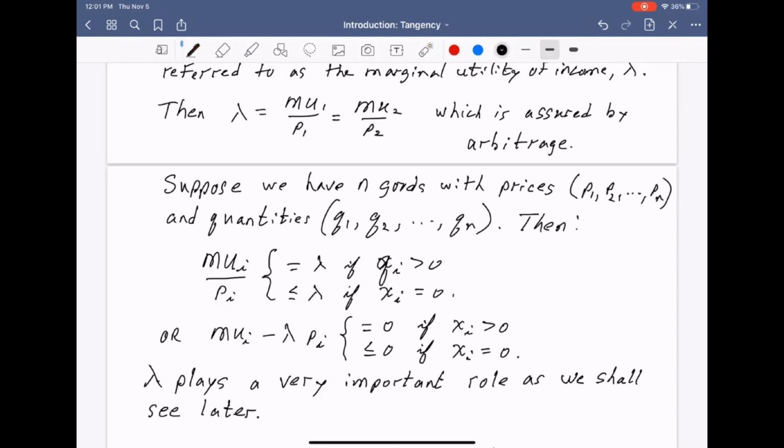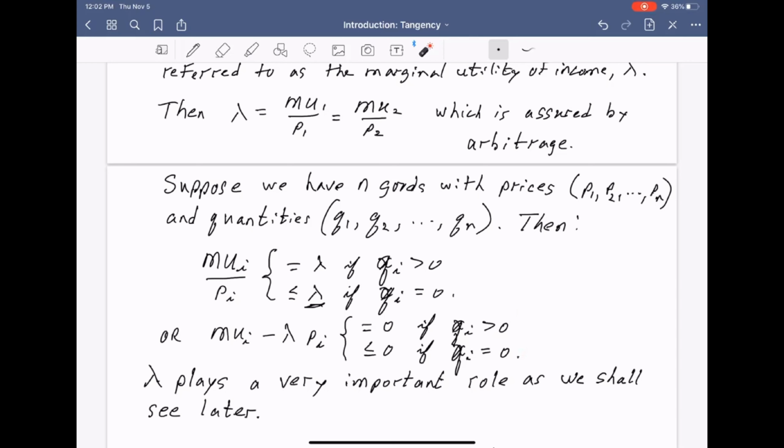This should be a qi, qi, qi, qi. So then the marginal utility of i over pi is equal to lambda if qi is positive, greater than 0, and it's less than or equal to lambda if qi is equal to 0. And we can rewrite these two conditions as follows.